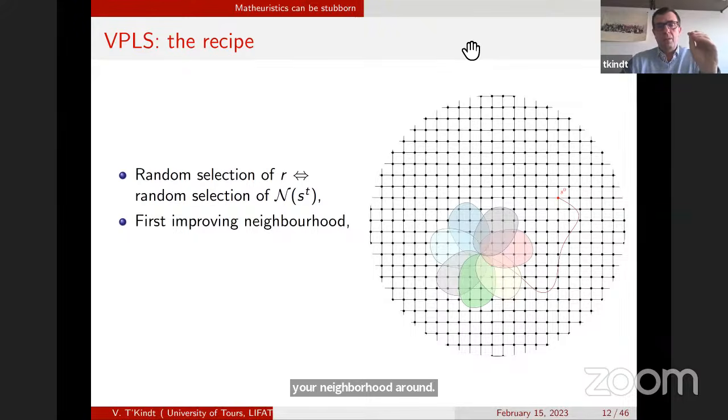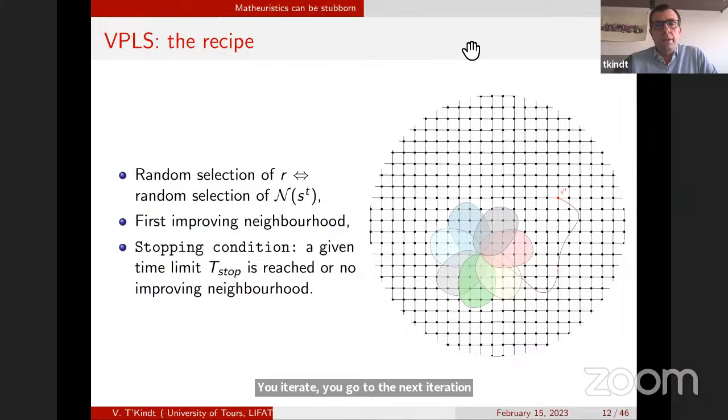You solve the IP, and if you find a solution improving ST, then you stop there. So your strategy is first improving neighborhood, and then you iterate, you go to the next iteration. And in their algorithm, the authors say, okay, we stop when a given time limit is reached or you can't find an improving neighborhood. So there is no diversification in this approach.